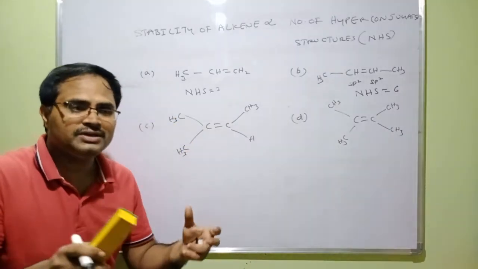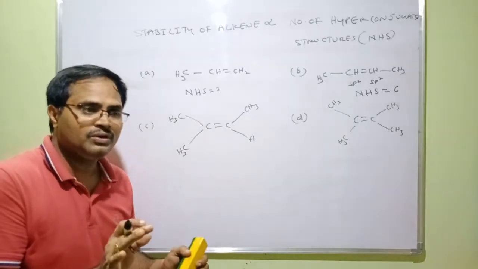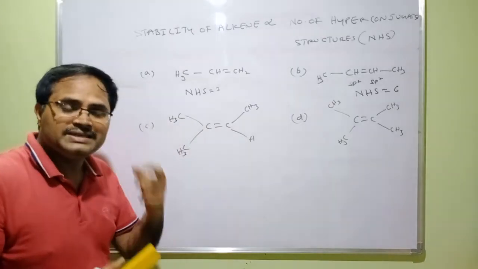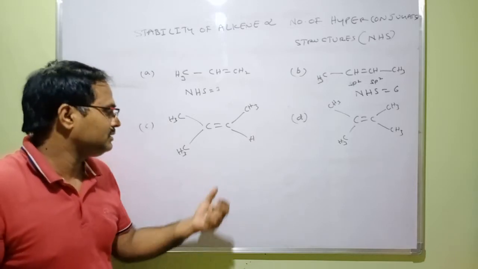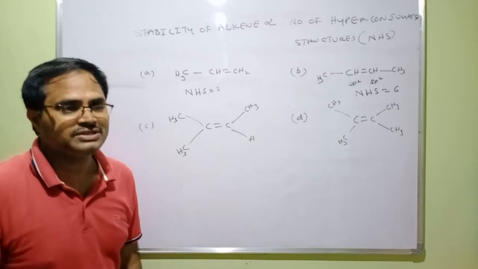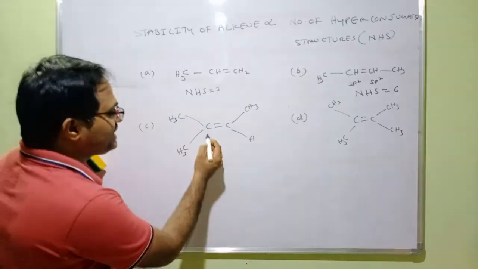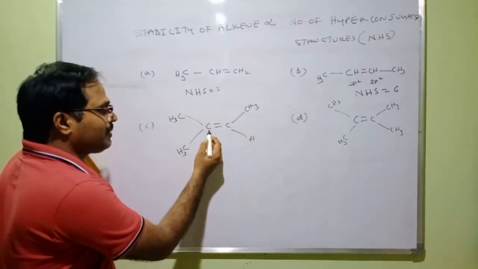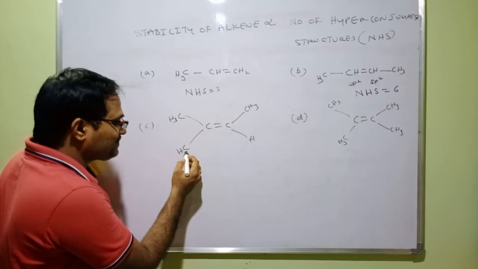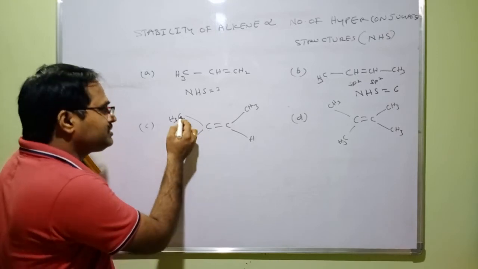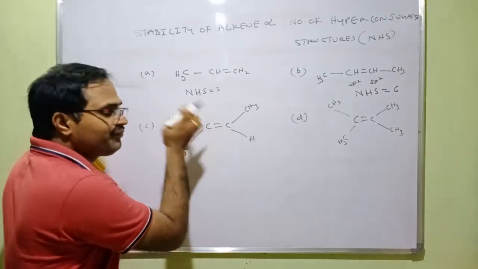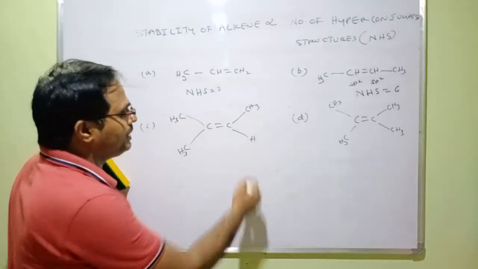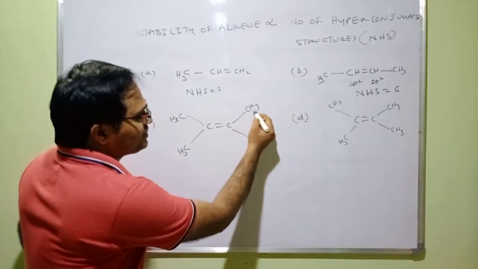We don't have to write the structures out bond by bond. If you know the number of CH bonds at the alpha carbon, you can simply write the number of hyperconjugate structures. Again, this is sp2 carbon. Beside the sp2 carbon you have sp3. Of course this is also sp3. This is also an alpha carbon, and this is also an alpha carbon, because both are directly attached to the sp2 carbon. Got it?